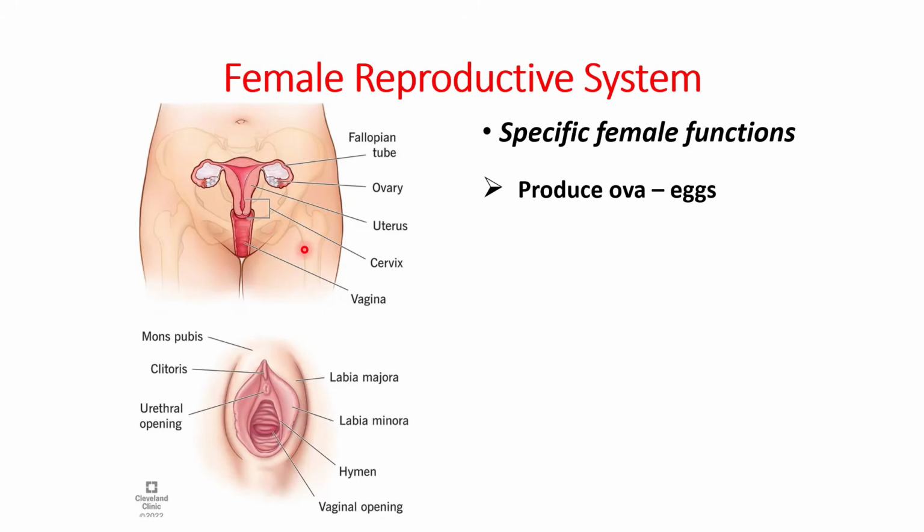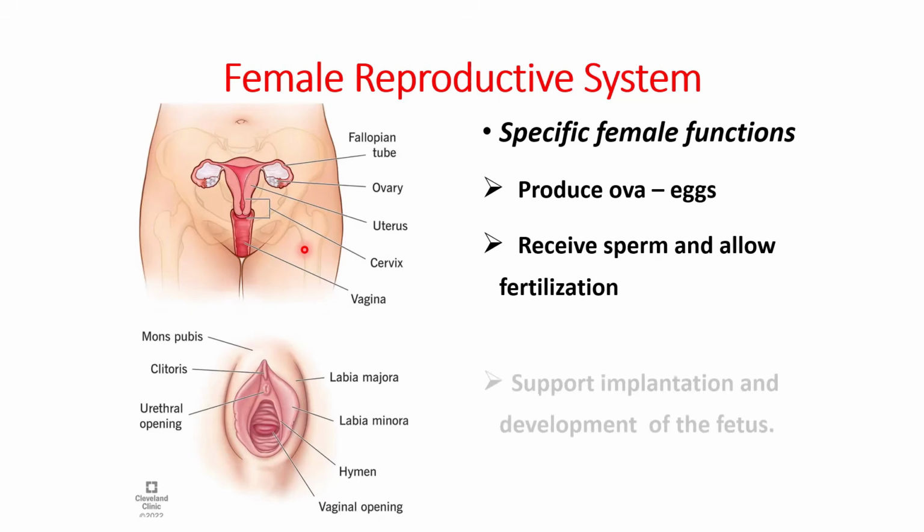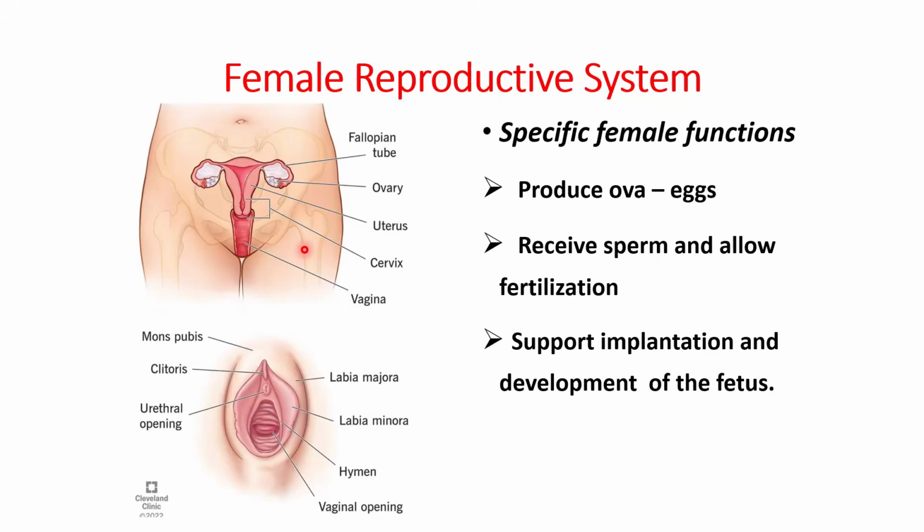Of course, now the ova will be produced by the ovaries. As we talked about, sperms being produced by the testes in males. Then the female reproductive system receives sperm and allows fertilization. So through the vagina, through the cervix, the uterus, and then the fallopian tube that will have the process of fertilization happening. And then the same female reproductive system through the placenta and through fallopian tube and through the uterus will have supporting implantation and development of the fetus.